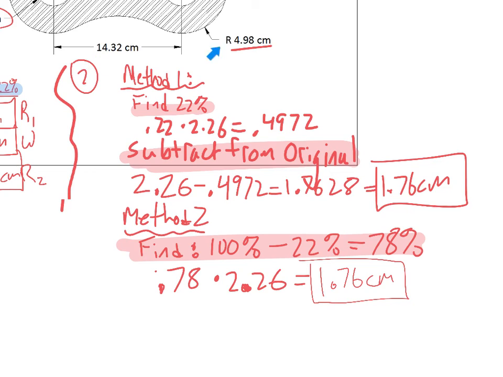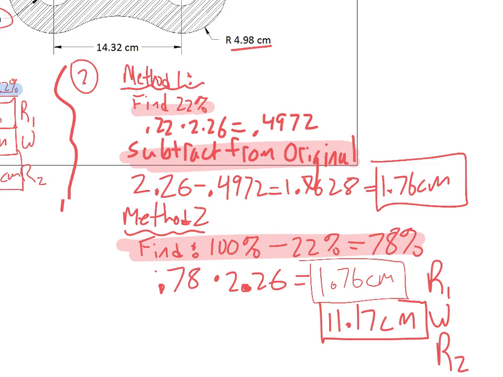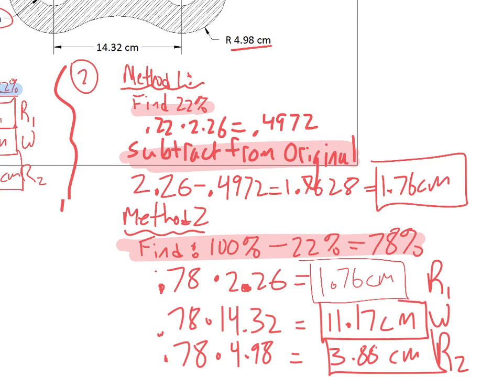And we get the other ones real quickly. You can go try that. 78% of these two, you'll get 11.17 for the width. Again, taking 0.78 times 14.32. And if you do 0.78 times 4.98, you'll get, let's see, 3.88 centimeters. Okay, so choose the method that works best, either find the percent and subtract, or just find 78% there. All right. Great job. We'll stop there.